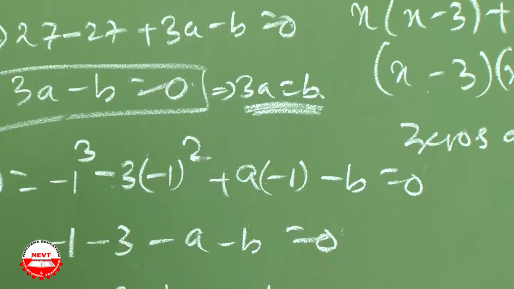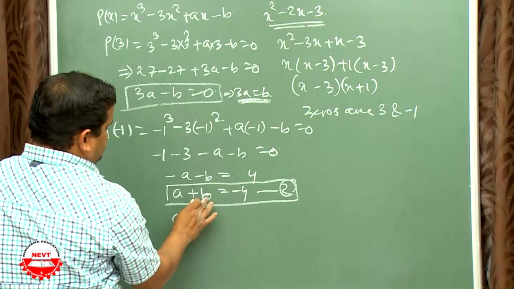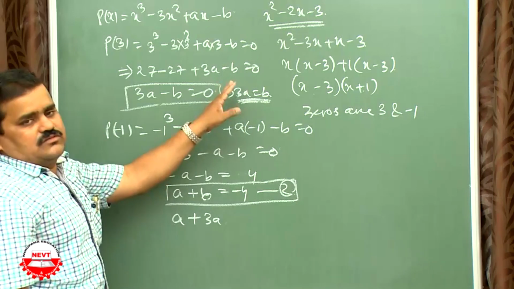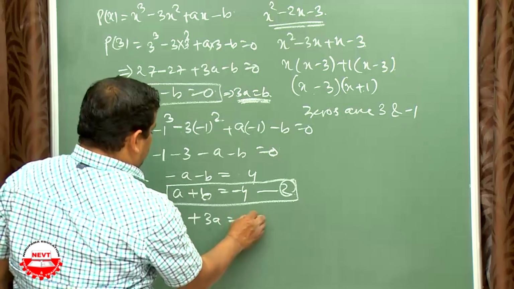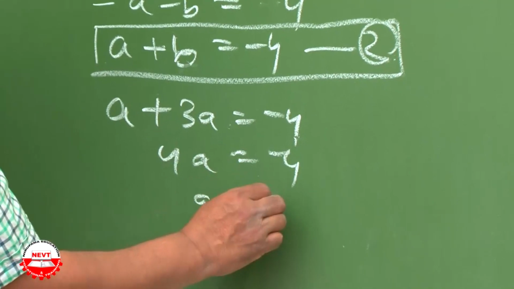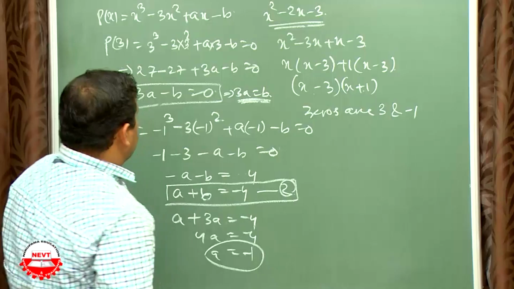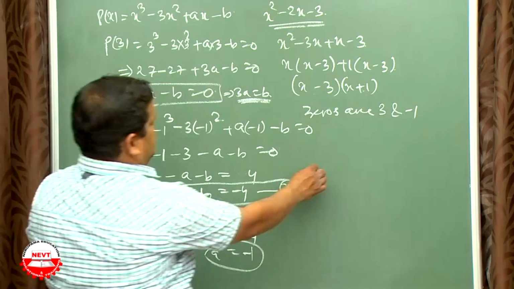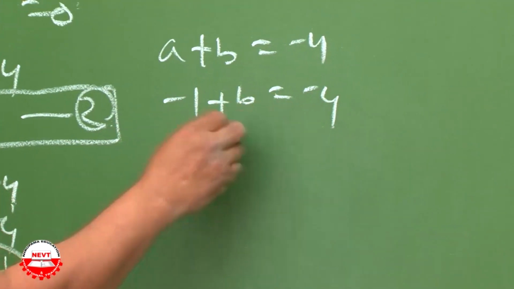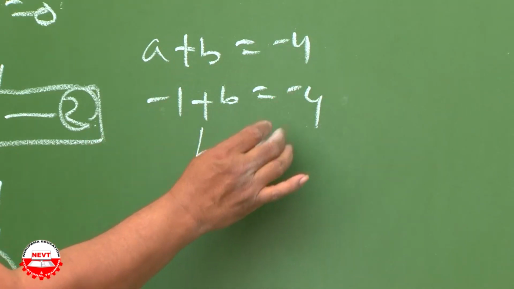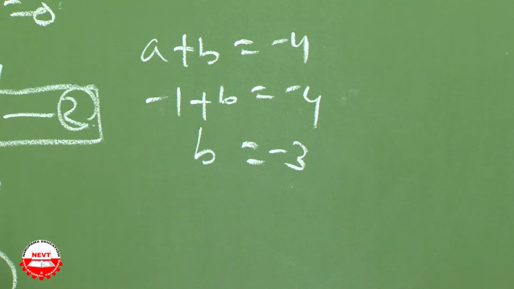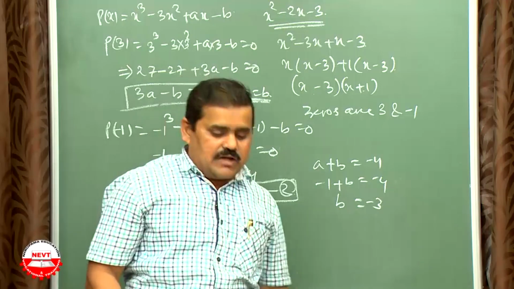It's okay? So now in place of b in a plus b, substitute 3a. That means replace one value in form of the other: 4a is equal to minus 4, or a is equal to minus 4 by 4, minus 1. If a is equal to minus 1, substitute here in a plus b is equal to minus 4: minus 1 plus b is equal to minus 4, or b is equal to, bring this minus 1 this side, it will be plus 1, minus 4, minus 3. Hence a is equal to minus 1, b is equal to minus 3.